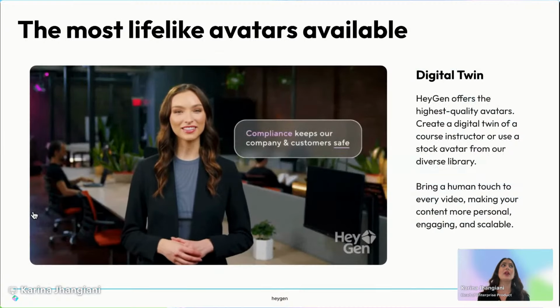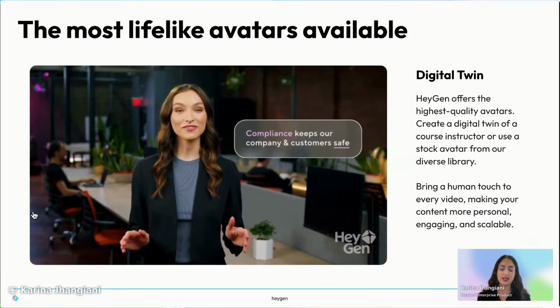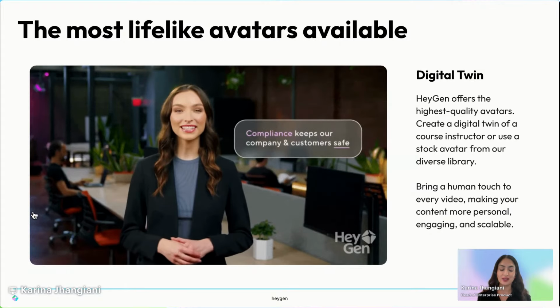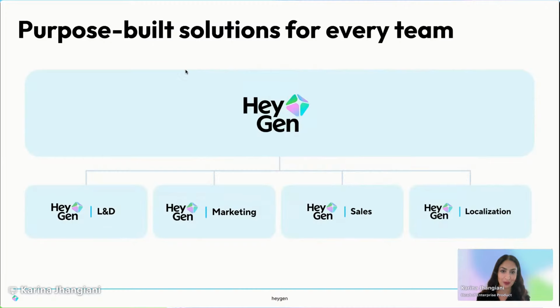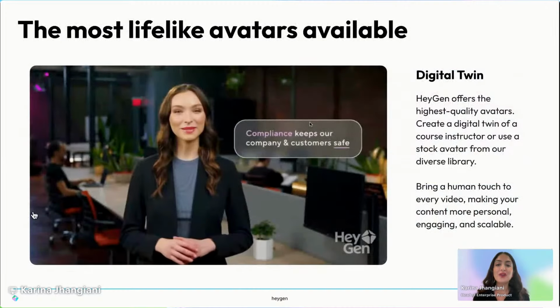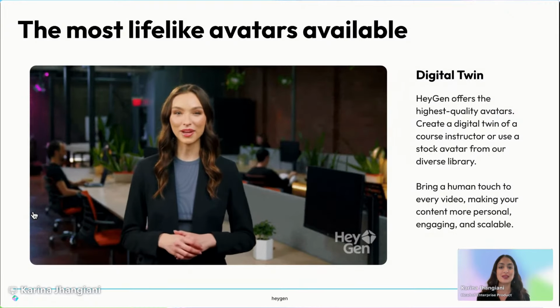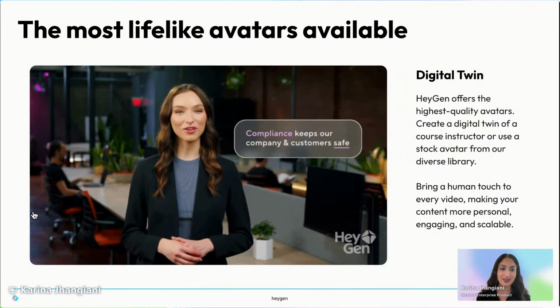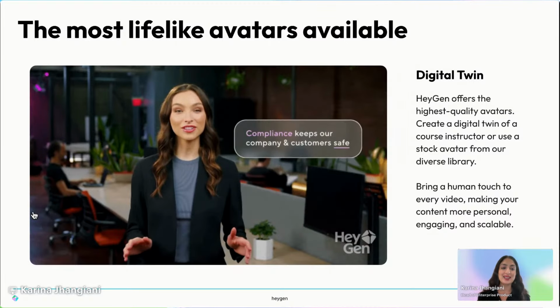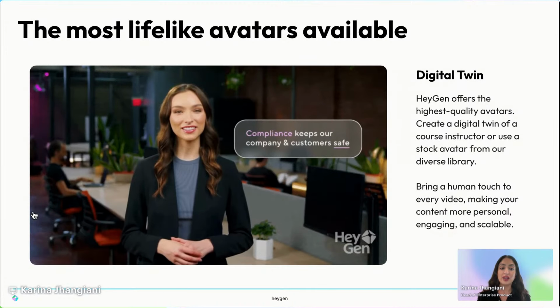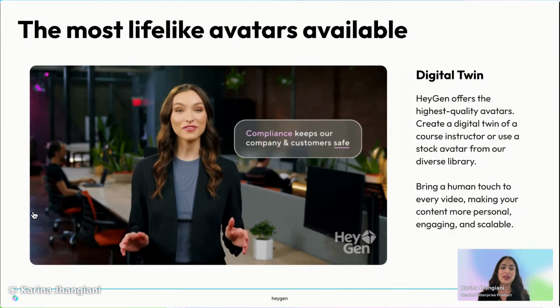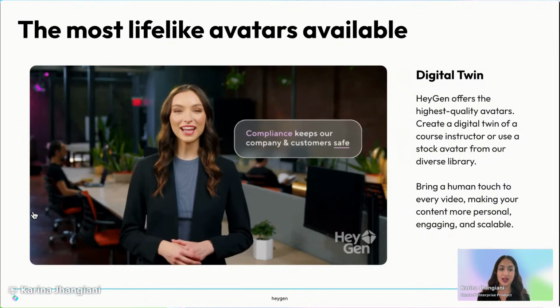And before I get into it, I think it's important for those who didn't get a chance to attend yesterday's sessions to start off with the basics of what makes HeyGen magical. So let's get into, as I mentioned, the core platform, right? So that's the top bar right here. So first and foremost, we are known for having the most lifelike avatars available on the market. So with our digital twin, it's as easy as creating a digital twin of a course instructor or using a stock avatar from our diverse library. But we believe that we can actually bring a human touch to every video, making your content more personal, engaging, and scalable.